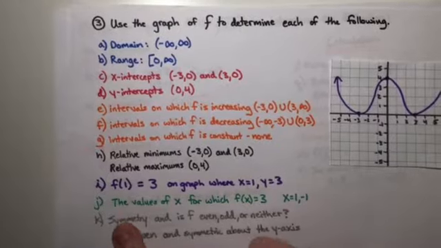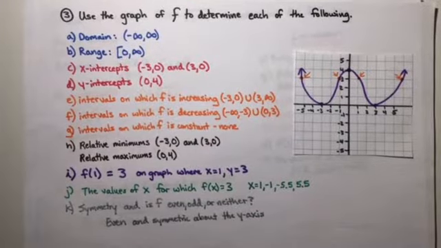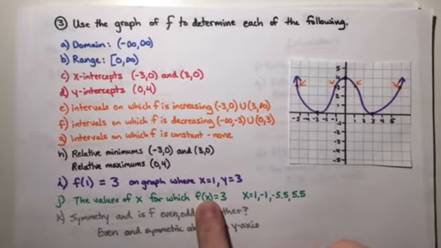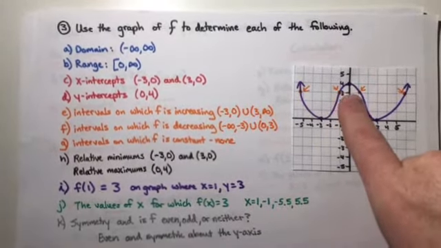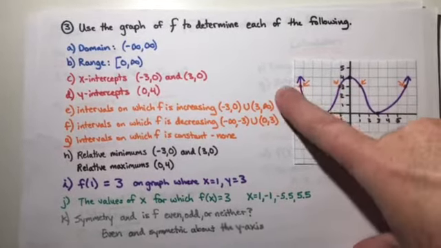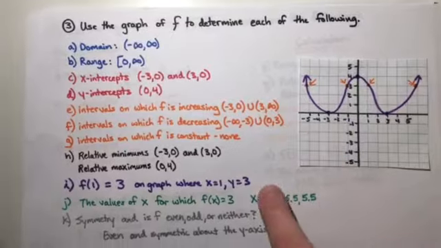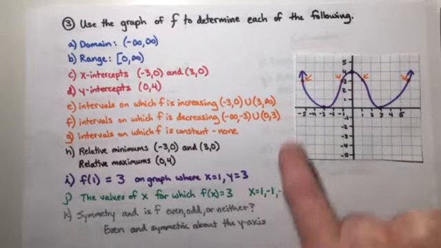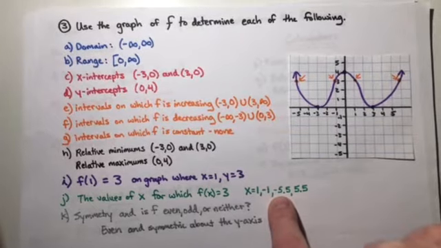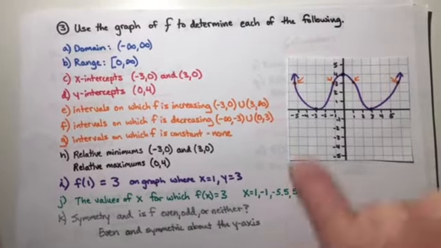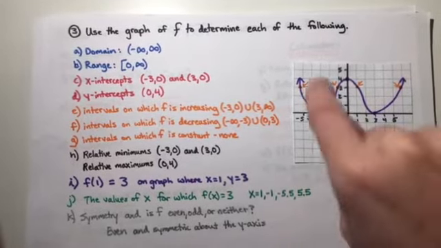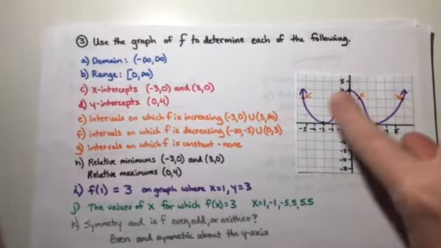The values of x for letter J. Okay, so the values of x for which f of x is equal to 3. We need to go to where y equals 3 and then go across the graph, and it looks like there are 4 values where that would occur. There's x equals 1 and -1, and it looks like from the graph it'd be approximately -5.5 and also 5.5, because we don't know any more information. We're just going to estimate that it is somewhere between the 5 and the 6 and the -5 and the -6.